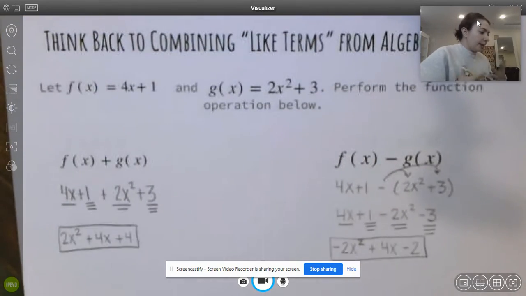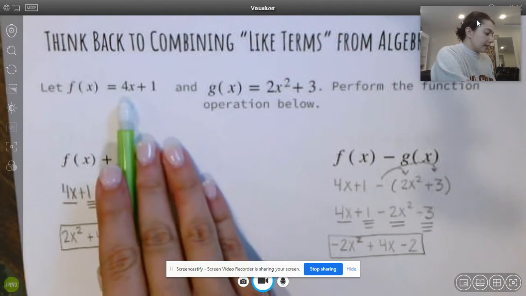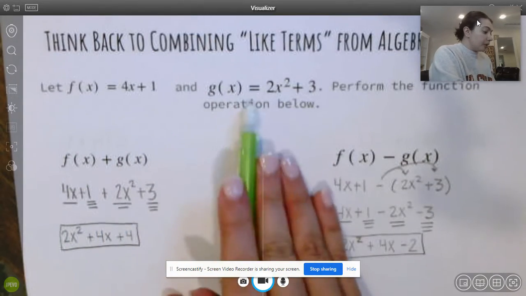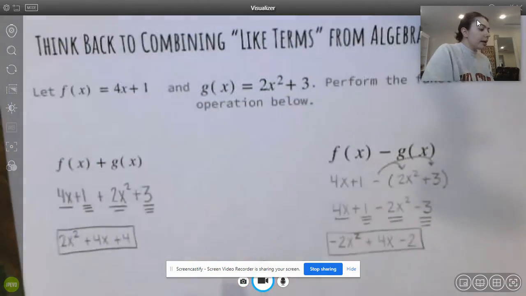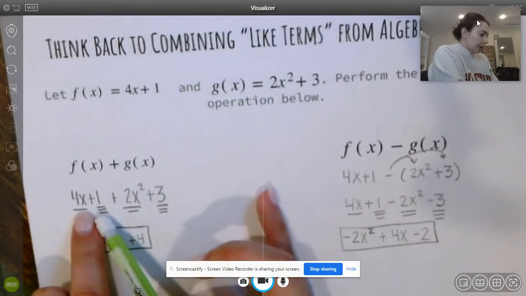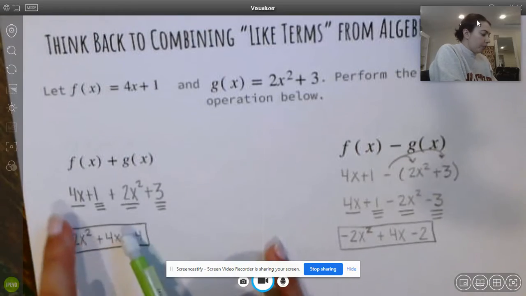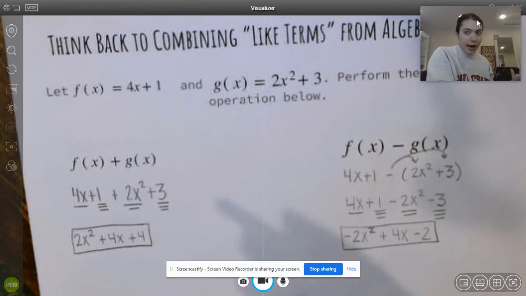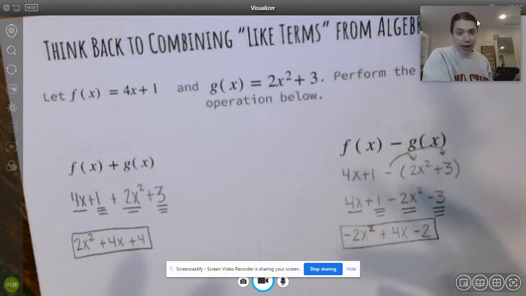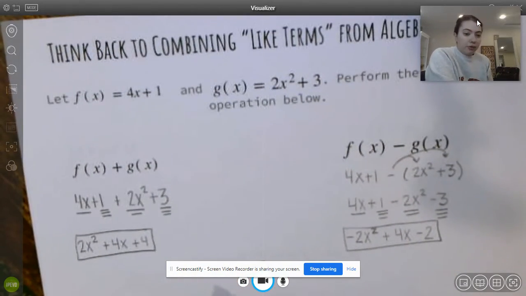For example, like you saw in the key on that next slide, if we have f of x equal to 4x plus 1, and g of x equal to 2x squared plus 3, if we're adding or subtracting them, we're really just combining like terms. The 4x does not combine, 2x squared does not combine, but the 1 and the 3 do combine, so we have an overall function of 2x squared plus 4x plus 4.